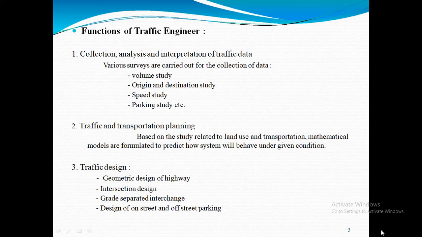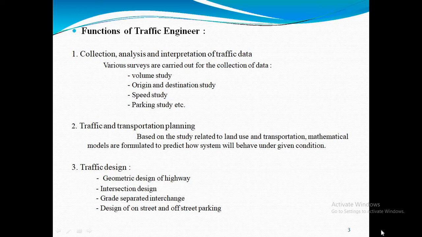Road accidents, so accident data we need to take. Road marking, each and every parameter we need here. Next, traffic and transportation plan. Based on the study related to land use and transportation, mathematical models are formulated to predict how the system will behave under the given condition. And some traffic design is also required.